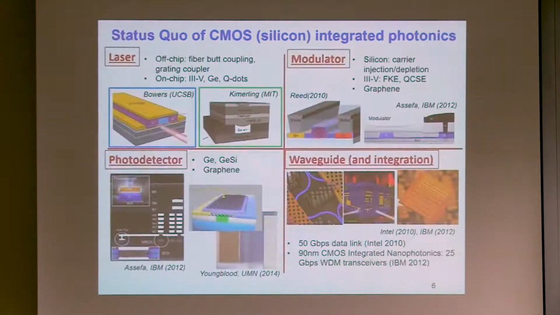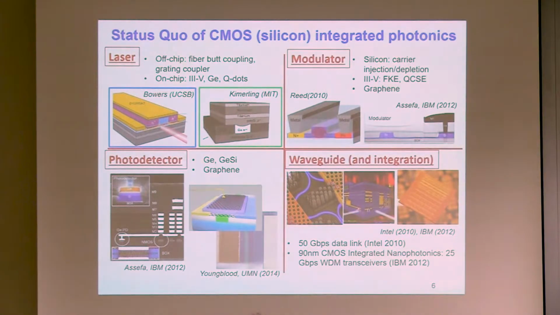Okay. To make an optical interconnect work, you essentially need four things. First, you need the light source, which is the laser. Second, you need the modulator to encode the electrical signal into an optical signal. Then you need a photodetector to convert the optical signal back to an electrical signal.